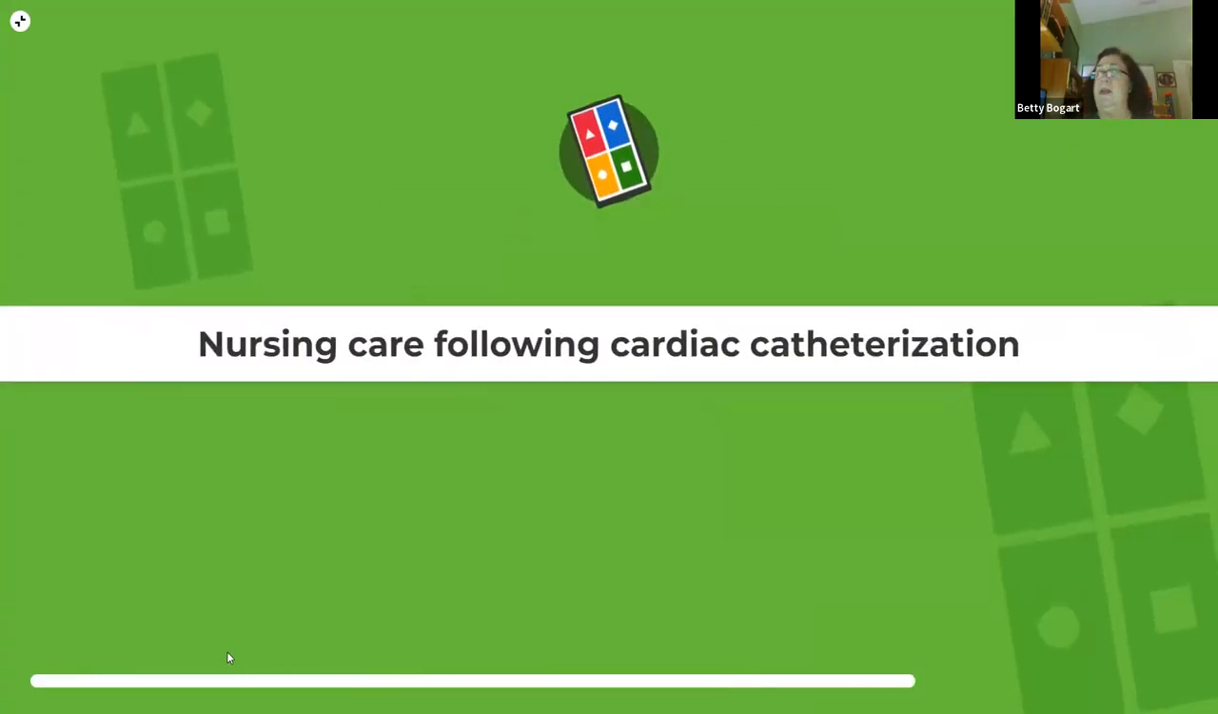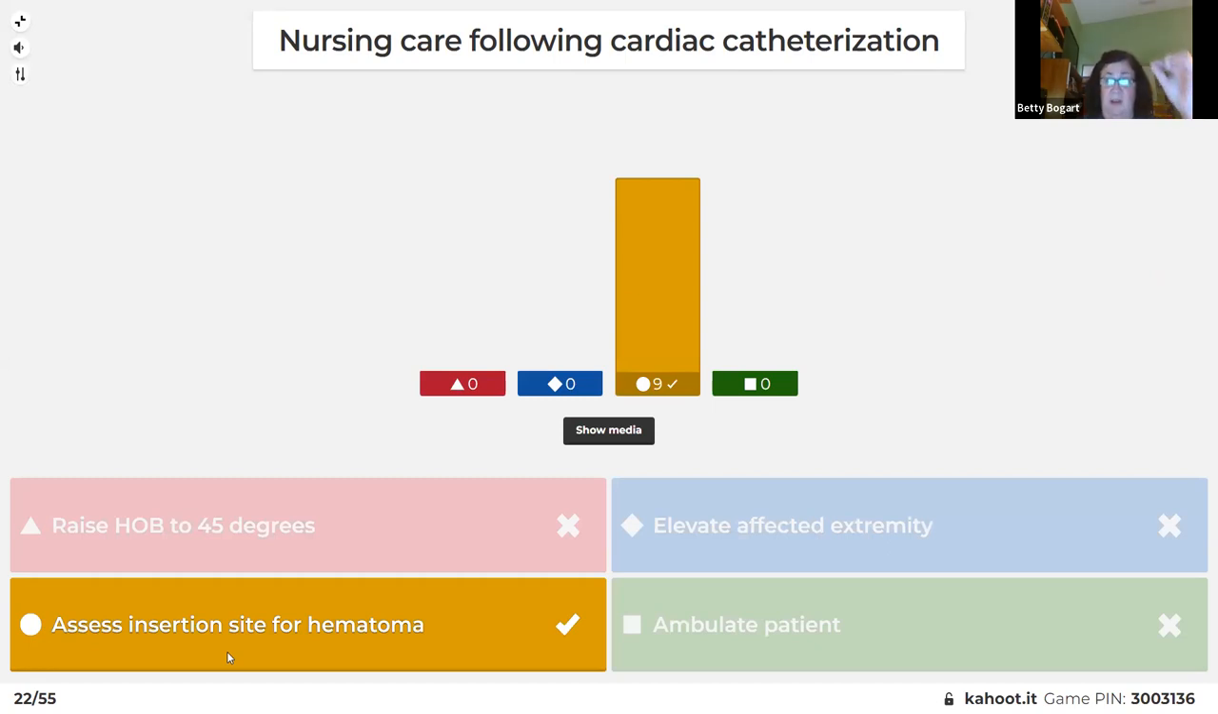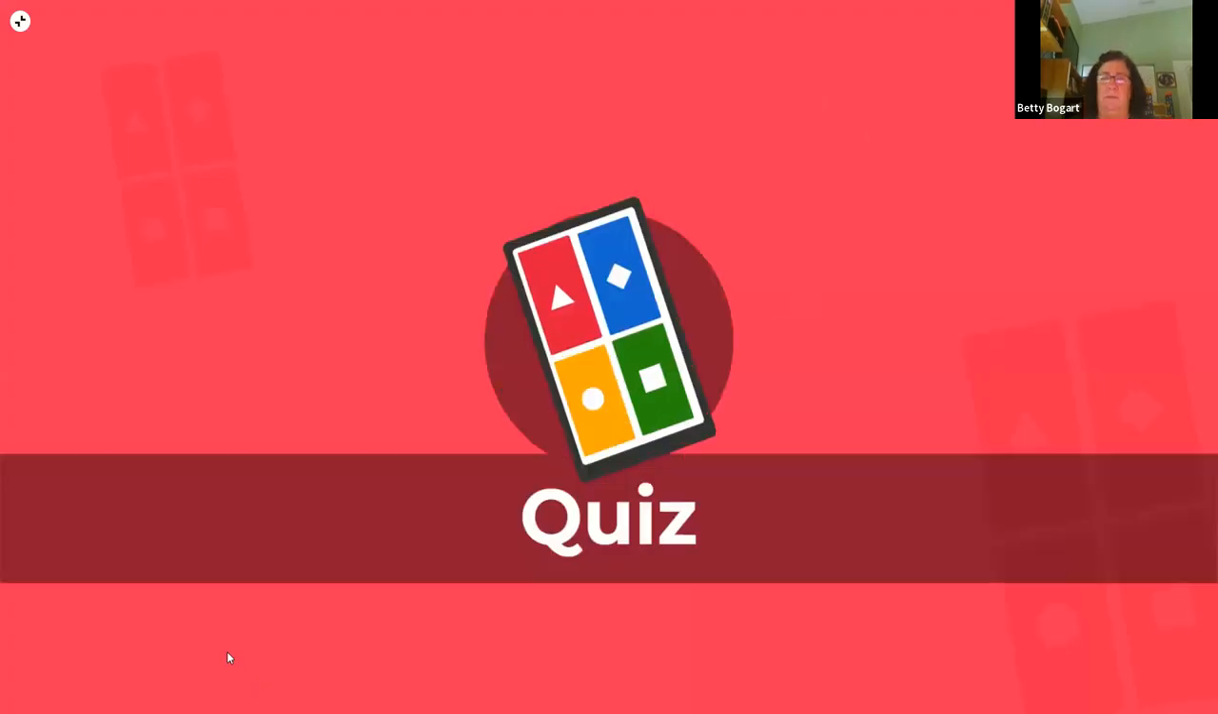Nursing care following a cardiac catheterization. So first thing, you're going to check that dressing. You're not going to put that head of the bed up too quick. You're not going to elevate that extremity. And absolutely, bed rest, no ambulation for those older children.